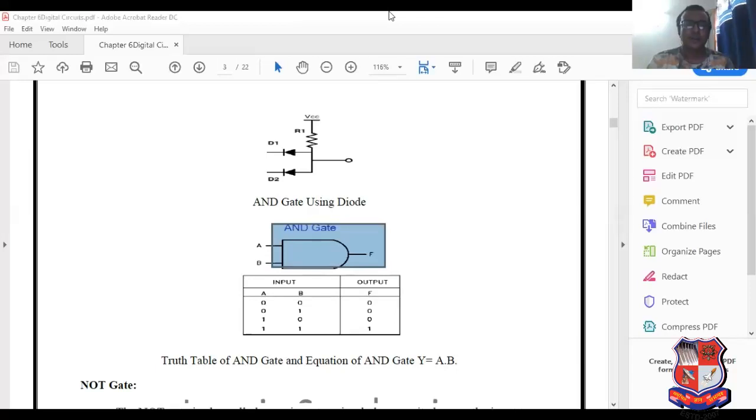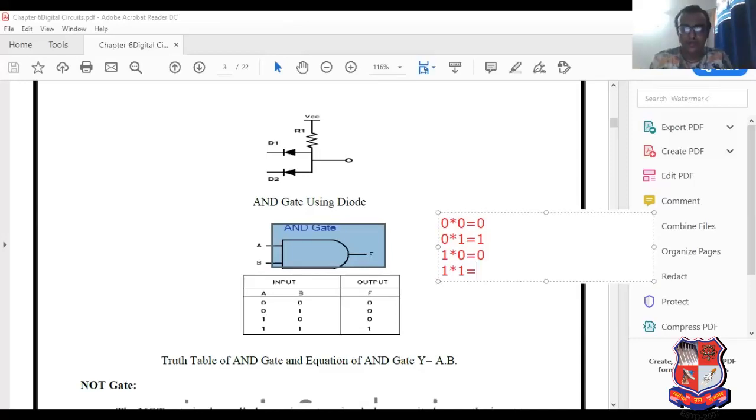It means we simply do the multiplication. 0 multiplied by 0 equals 0. 0 multiplied by 1 equals 0. 1 multiplied by 0 equals 0. 1 multiplied by 1 equals 1. So here we get the function of the AND gate. And in an AND gate, if any one input is low, then the output is low.